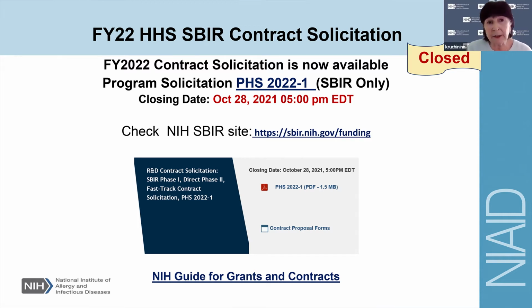Right now, the contract solicitation is closed. It's usually once a year, but keep your eyes open for 2023. The solicitation will be published sometime in July with a due date at the end of October. For NIAID, we will have 12 contract topics. If you would like to learn more, just click on the solicitation of 2022. It will give you an idea of what kind of topics you can apply for within our institute or other institutes. As I mentioned, not every institute is participating in the contract solicitation.